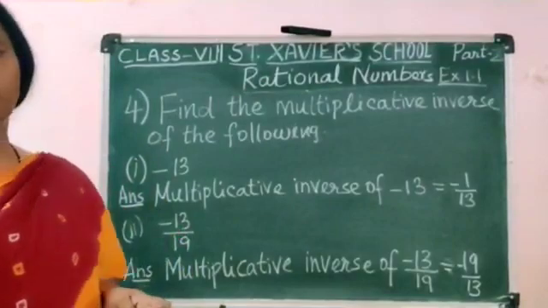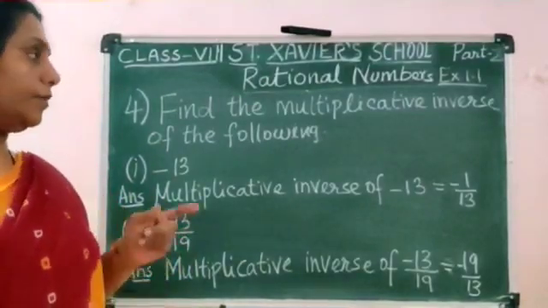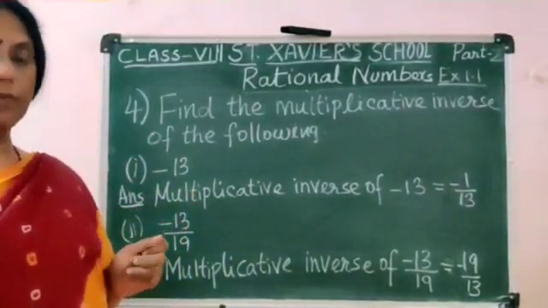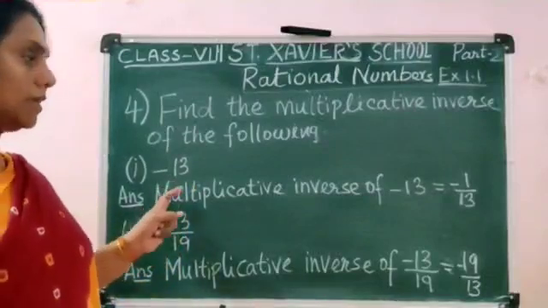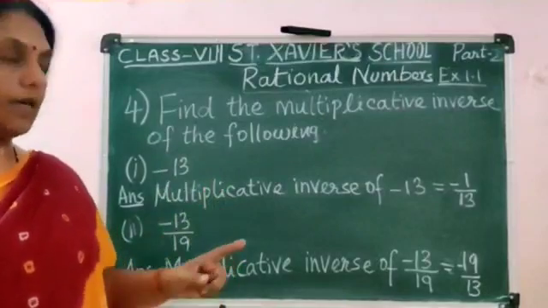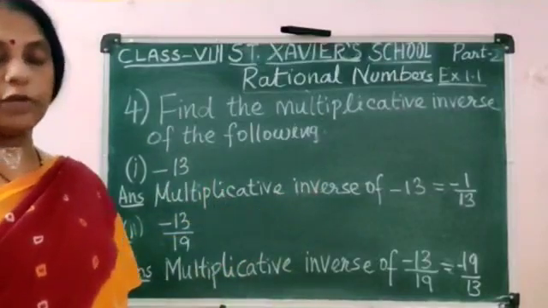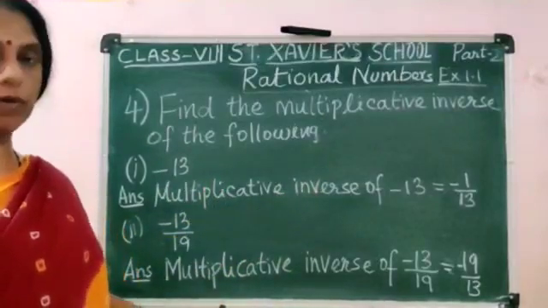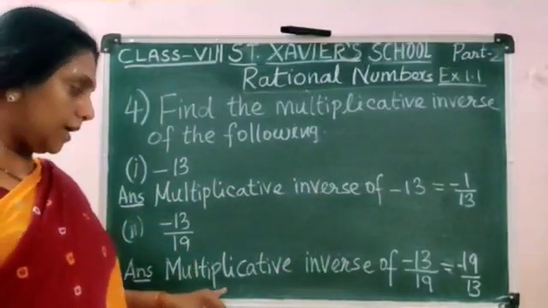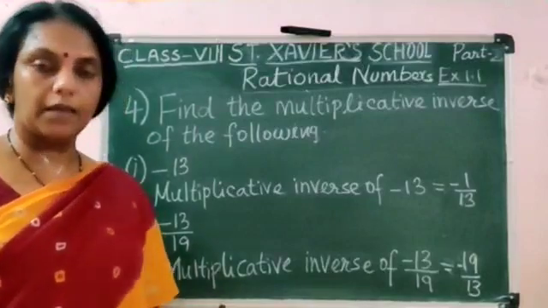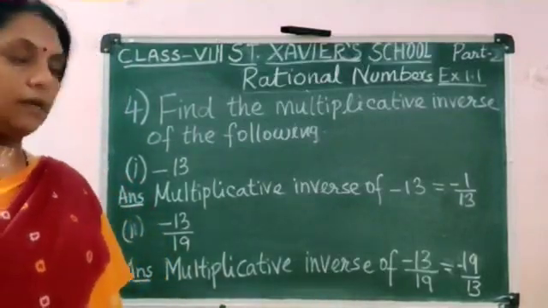Now question number 4. Find the multiplicative inverse of the following. First one is minus 13. The multiplicative inverse of minus 13 is minus 1 by 13. If it is a whole number, if we keep 1 down, it will become minus 1 by 13. The next one is minus 13 by 19. So the multiplicative inverse of minus 13 by 19 is minus 19 by 13.